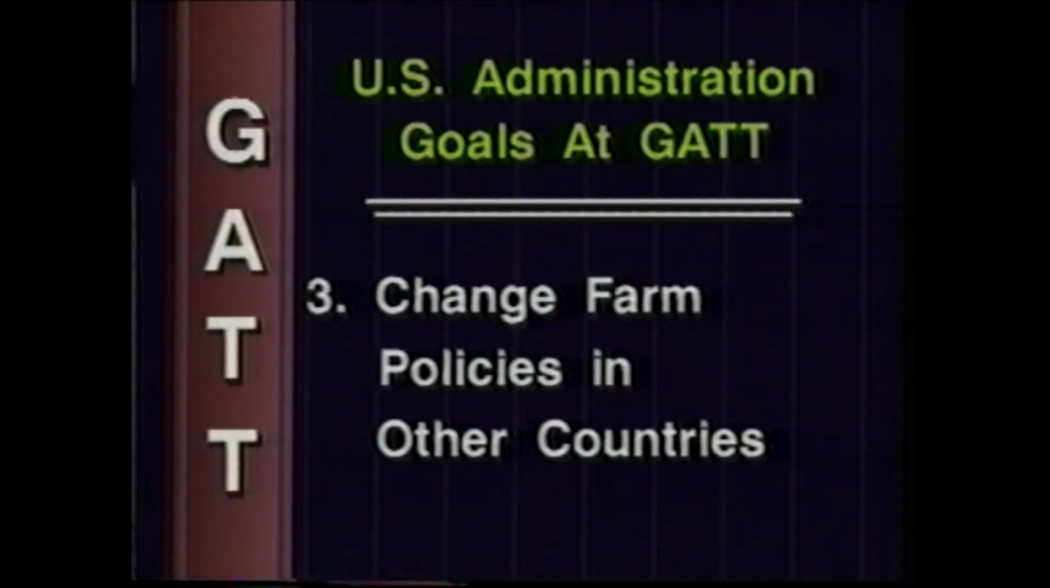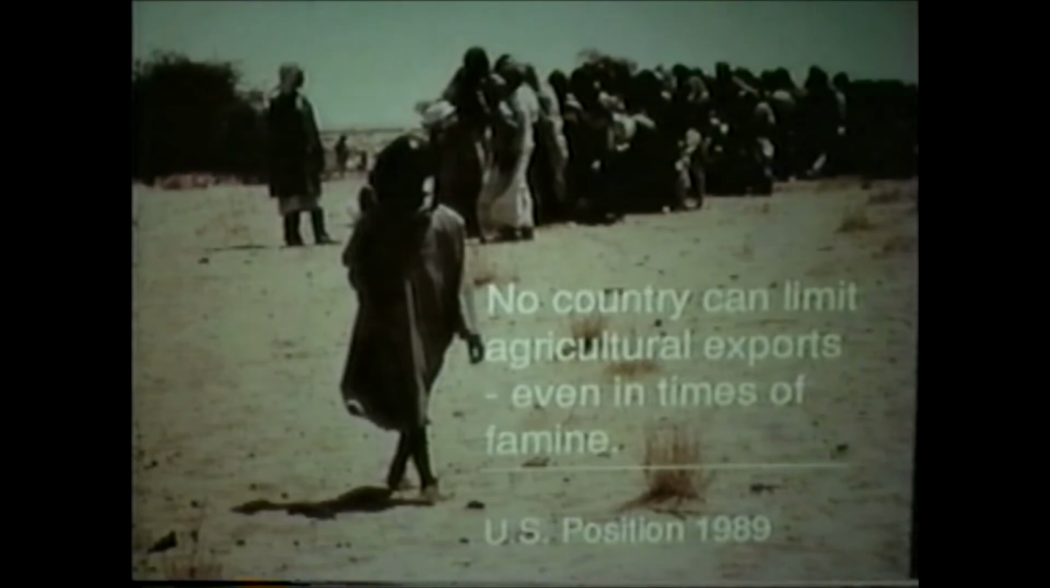Their third goal was to use GATT to try to make changes in the farm and food safety policies in other countries. For example, some third world countries restrict food exports in times of famine to protect their own citizens from starvation. The U.S. condemns this practice as a violation of free trade and has proposed that GATT rules should prohibit countries from protecting their food supply in this way.